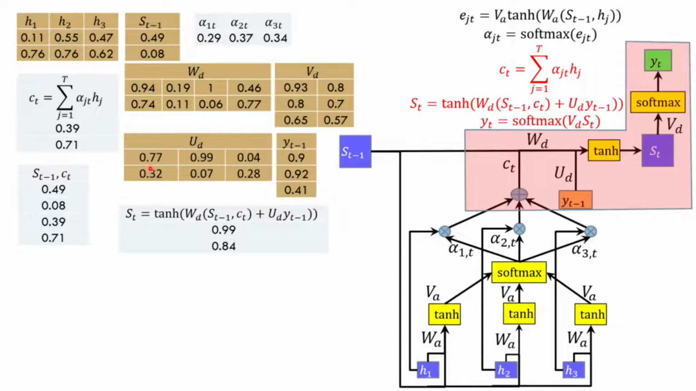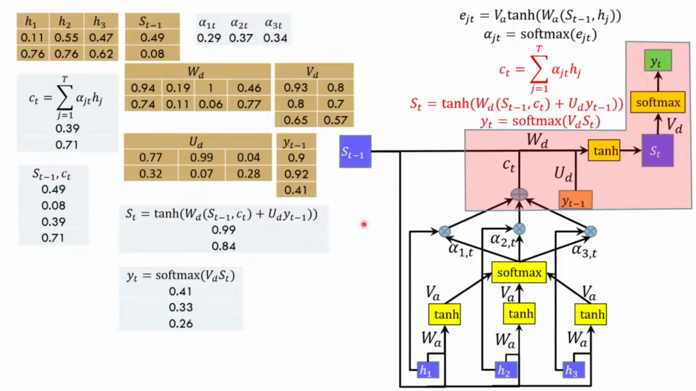Similarly, UD is of size 2 cross 3, and the output vector is of size 3 cross 1. So when we take the product of these two matrices, we get an output of size 2 cross 1. These two outputs are added here, giving an output of size 2 cross 1, and then passed to a tanh activation function. So the net output is still of size 2 cross 1, the same dimension as s_{t-1}. Up to this point we have computed s_t.